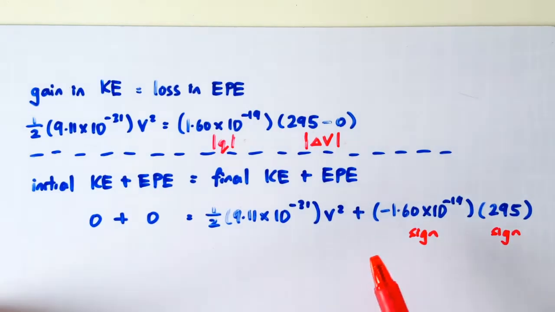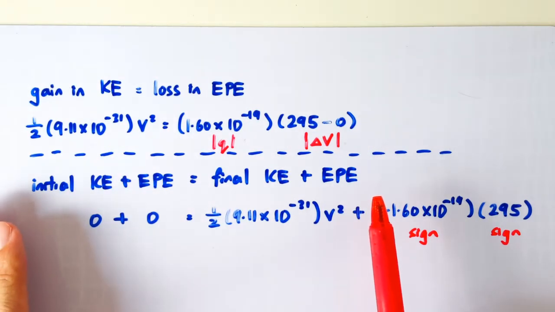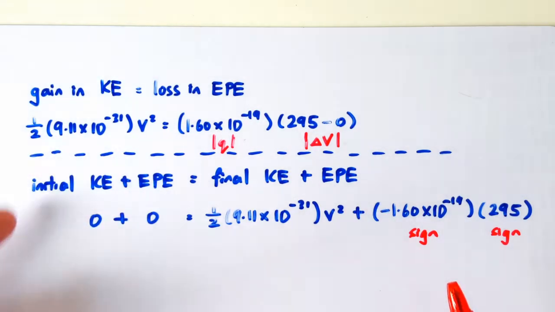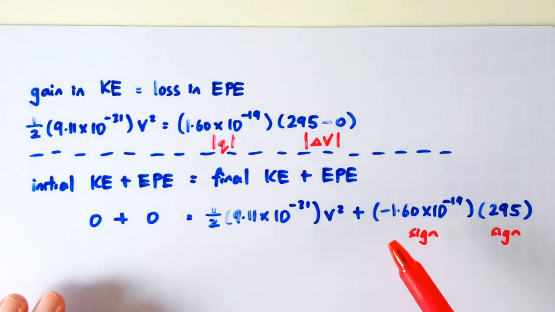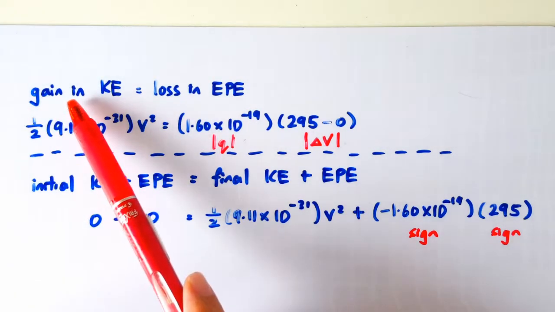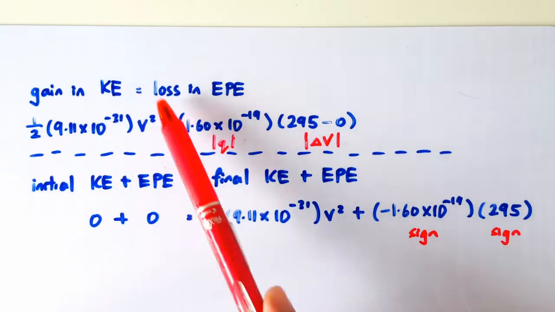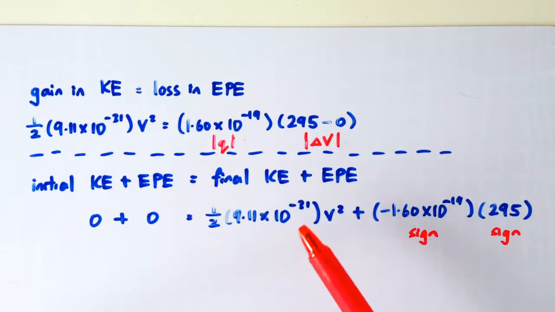Let's move on to the calculation. So of course it's going to involve the principle of conservation of energy, and there are two ways to set up our equations. I'll briefly run through the pros and cons of each approach. The first approach is the gain equals to loss approach. The second approach is the initial equals to final approach.